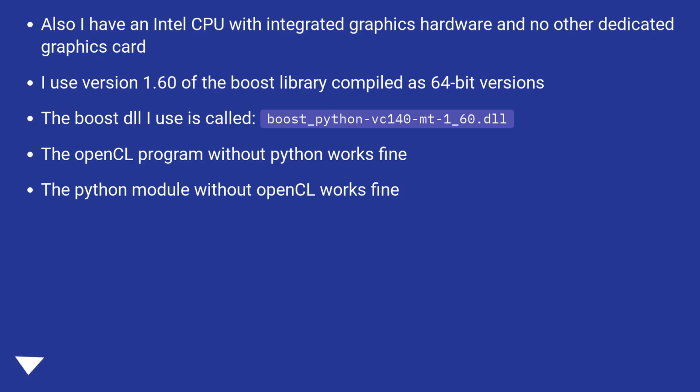Also, I have an Intel CPU with integrated graphics hardware and no other dedicated graphics card. I use version 1.60 of the Boost library compiled as 64-bit versions. The Boost DLL I use is called boost_python-vc140-mt-1_60.dll. The OpenCL program without Python works fine. The Python module without OpenCL works fine. MWE.